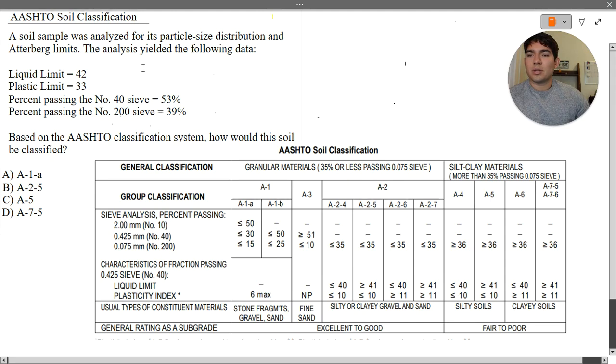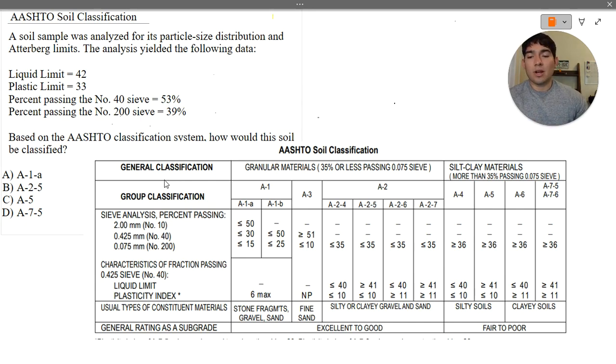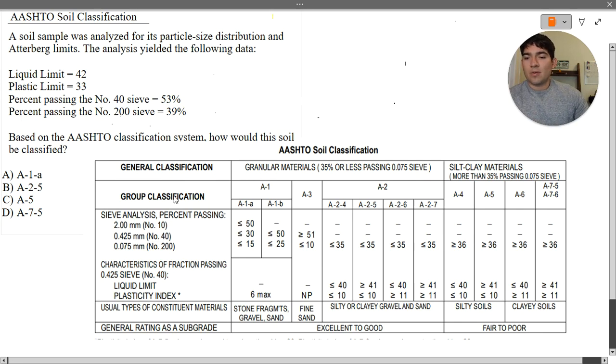The problem gives us a particle size distribution and Atterberg limits, and then we have our table to go with it. Now what we do is we start on the left side of the table and we work our way to the right side of the table in order to classify our soil. So the first thing that we see is group classification and sieve analysis percent passing. The first one says percent passing for the number 10 sieve. We don't have information for that, but we do have information for the percent passing the number 40 sieve. In our case, its percent passing is 53%.